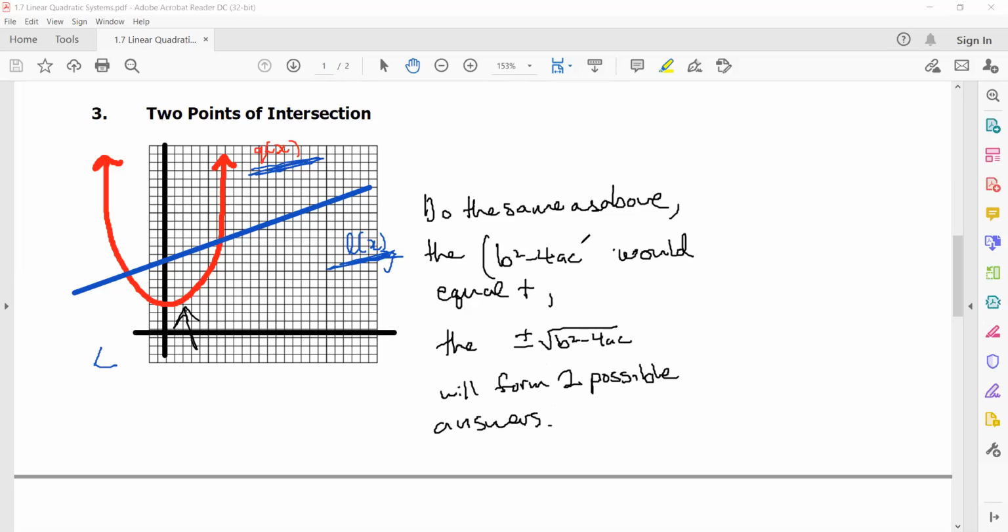The b squared minus 4ac portion would equal a positive, so the plus minus portion will give you two answers. So in just a minute, we're going to see this in action, where you can say, I know for sure it's not, versus I know for sure it will intersect.